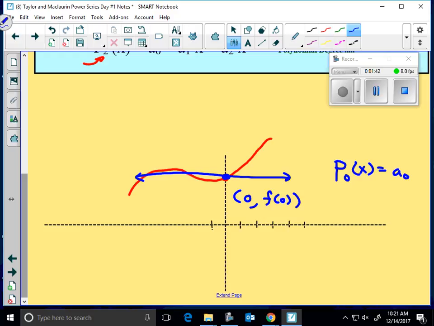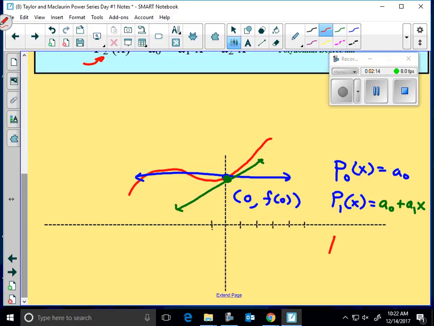Okay, so then let's take it to the next level and let's find a first degree polynomial that would represent this function. Well, what would be true is that a first degree polynomial that has the same slope at that point and goes through that point would be a step up, right? So it would be a sub 0 plus some value a sub 1 times x. That value a sub 1 would be the derivative of the function at 0.